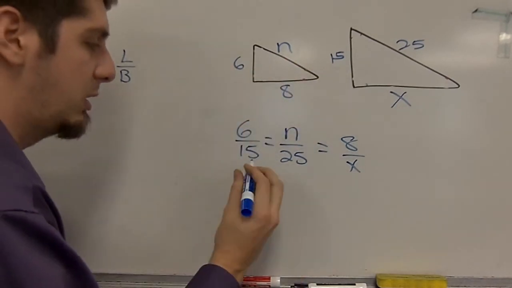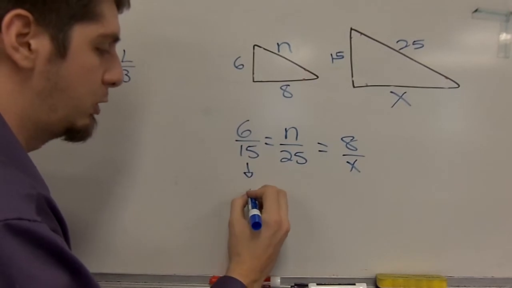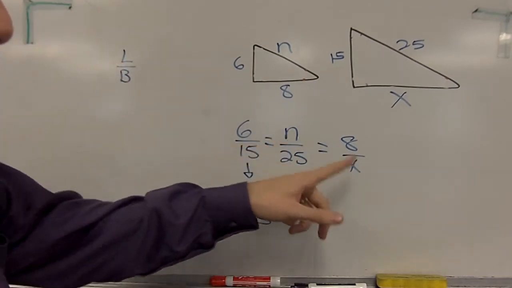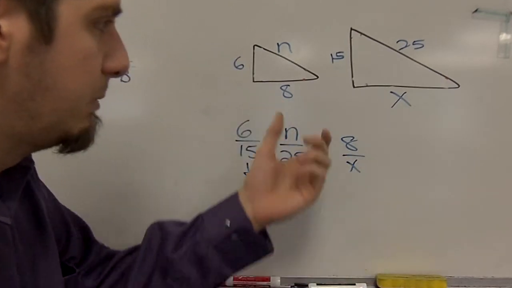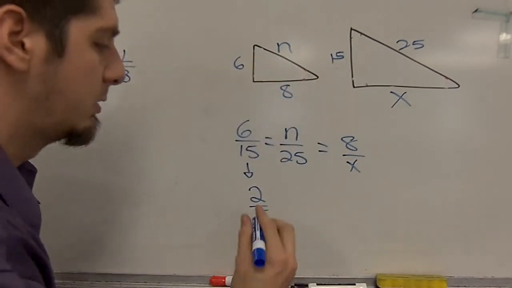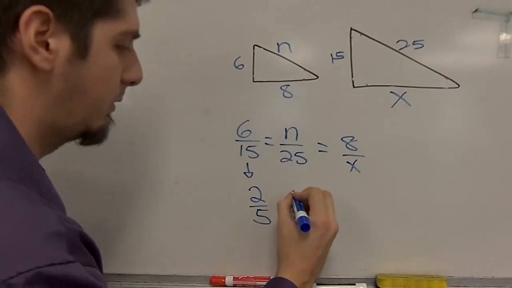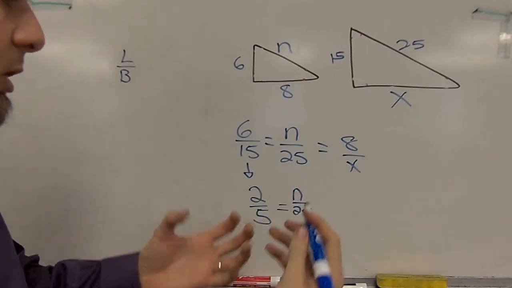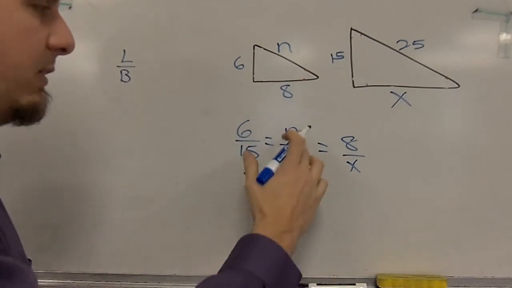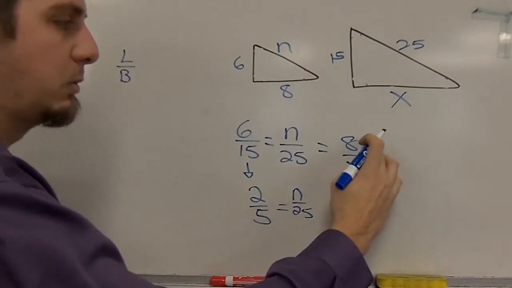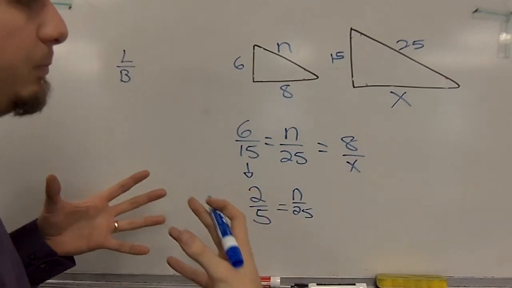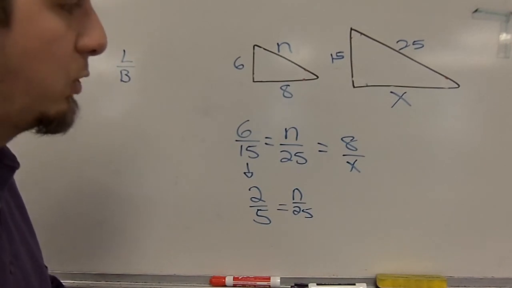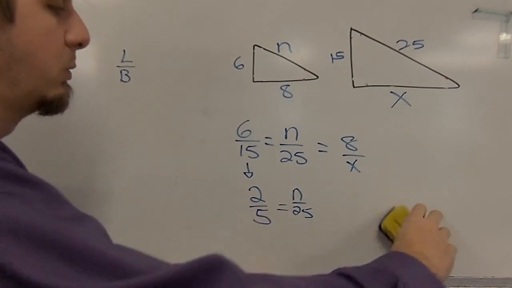So I'm going to reduce this fraction, which will reduce to 2 over 5. At this point, if I want to solve for both sides, I can only solve for one at a time. This is basically two problems in one. So I would set my n over 25 equal to the 2/5, solve the one-step equation, and I'd have n. After that, I would set my 2/5 equal to the 8 over x, cross multiply, and then I would perform the one-step equation, and I would find x. So it's just two problems in one.